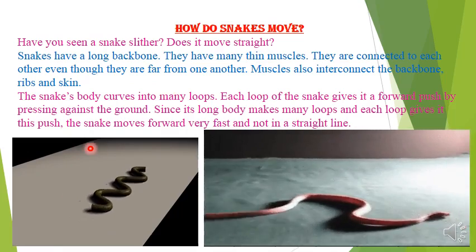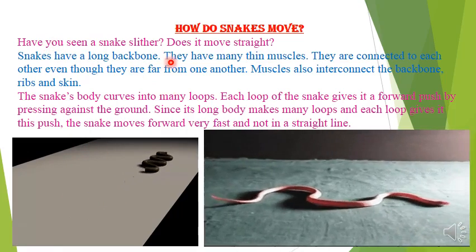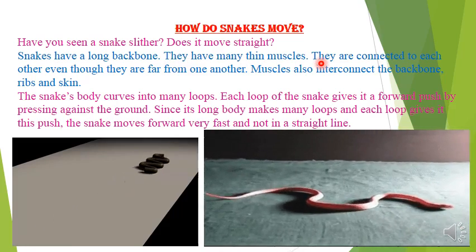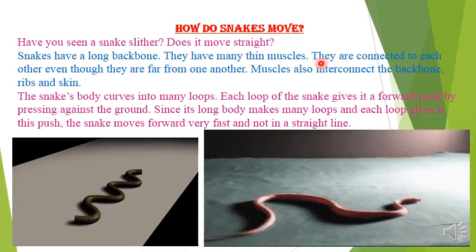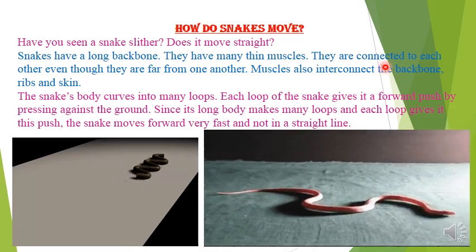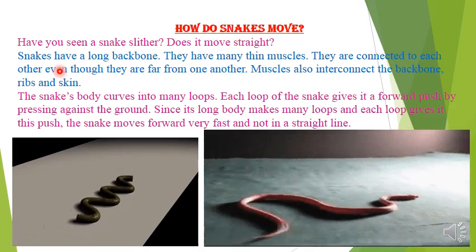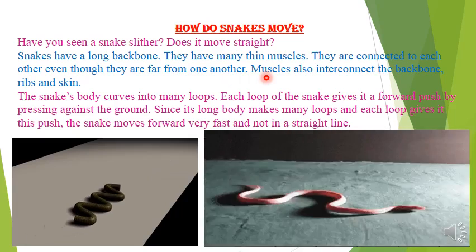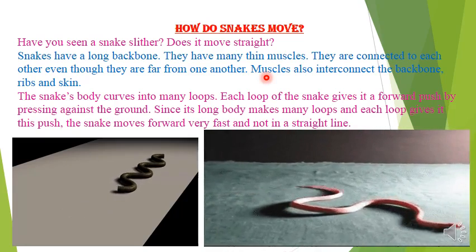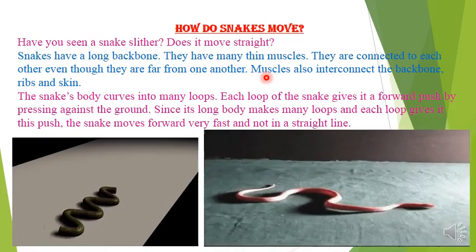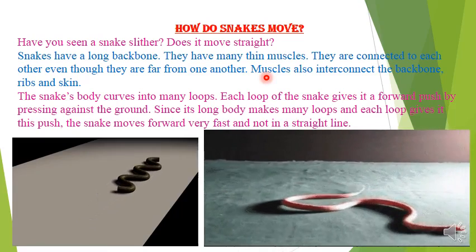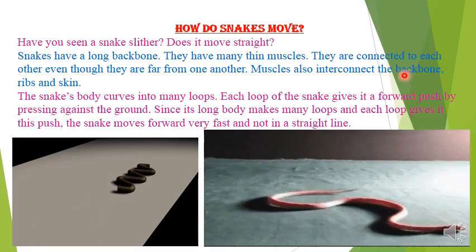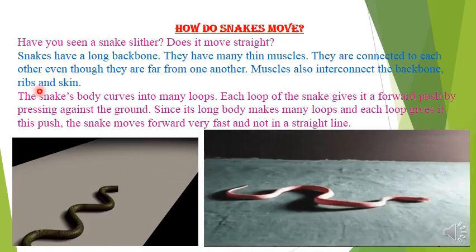Snakes have a long backbone. They have many thin muscles. See, a snake has a backbone, and also thin muscles too. They are connected to each other even though they are far from one another. The bones are very far, but they are connected with thin muscles. Muscles also interconnect the backbone, rib and skin.